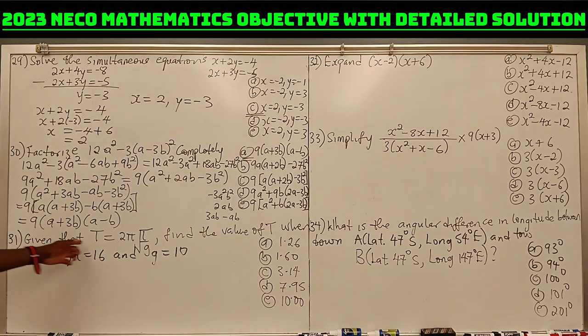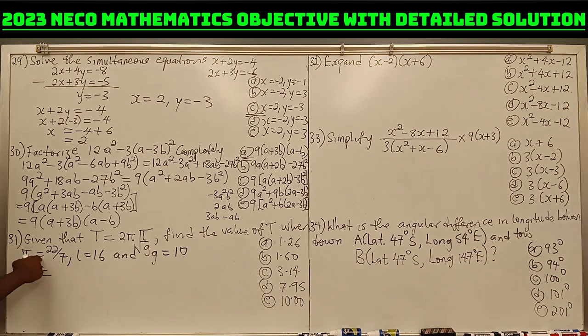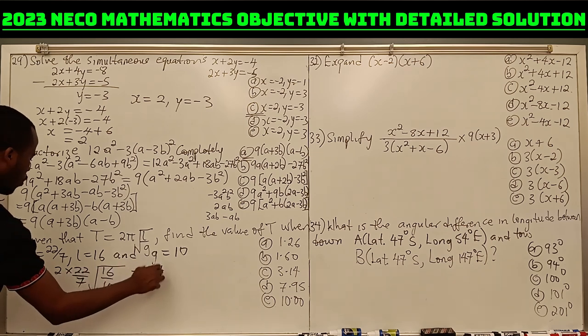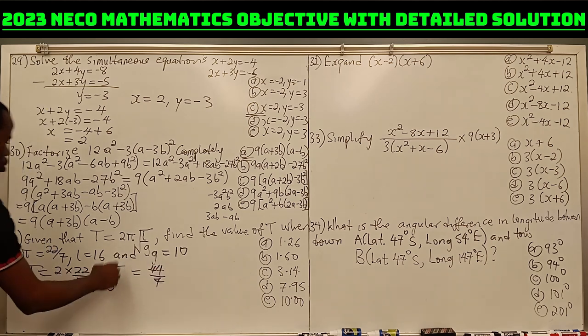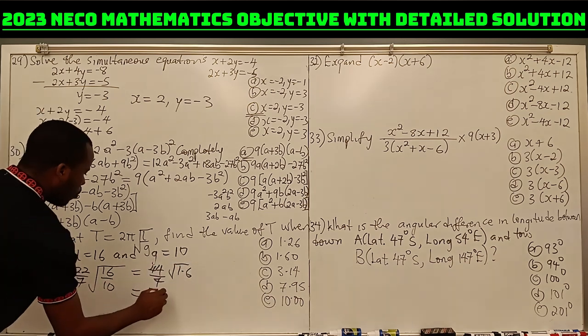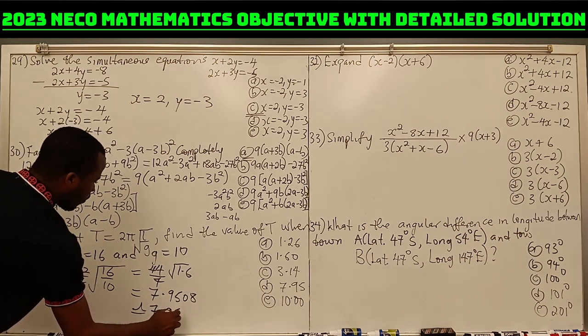Next question says, given that t is 2 pi root l over g, find the value of t when pi is 22 over 7, l is 16, and g is 10. We are asked to find the value of t. If we substitute, we'll have 2 times 22 over 7 root 16 over 10. So this is 44 over 7 times root 1.6. This will be 7.9508, which is 7.95, which is D.